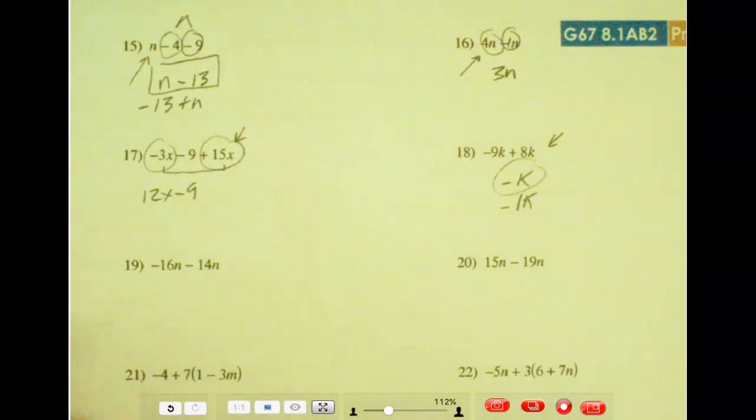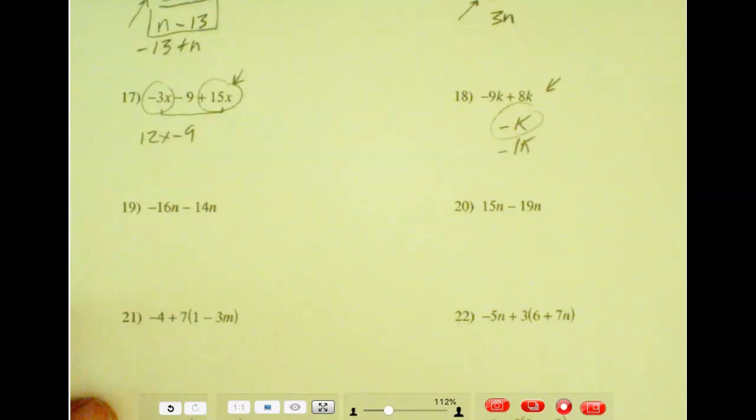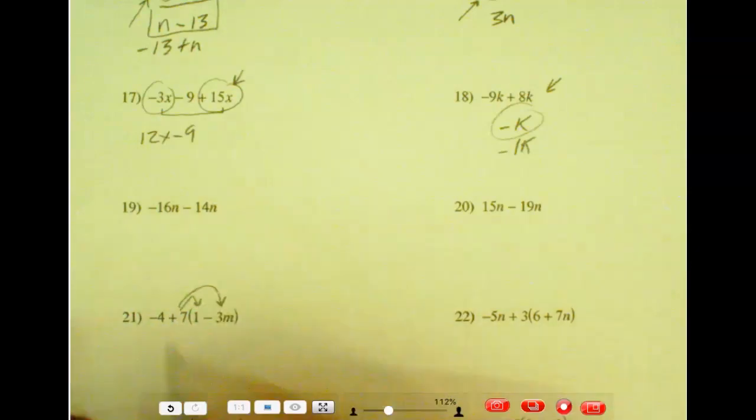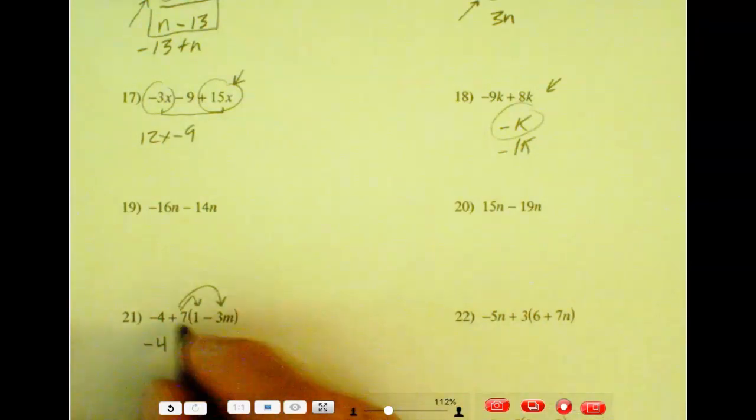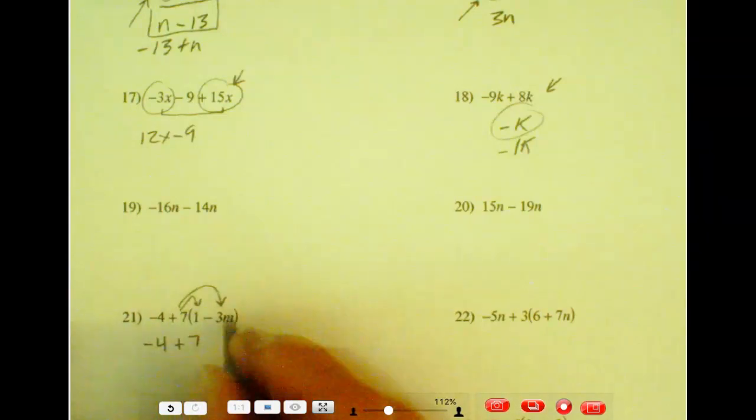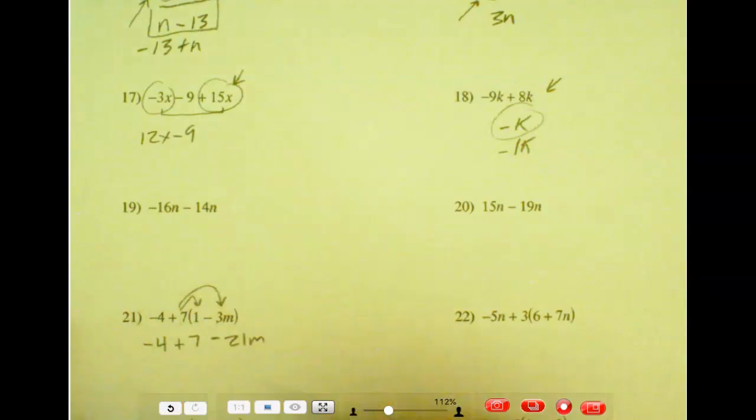Let's go down to 21. Now we've got some distributing going on. So we're going to have to distribute out the 7. And that's a positive 7, so here's the way I do it. I just rewrite everything. The -4 isn't going to change. We take the 7 times the 1, and we get 7. Now, it's a positive times a positive, so that's a plus 7. And then we take the 7 times the 3, and that's 21, and there's an m attached. That's a positive times a negative, so that's a negative 21m.